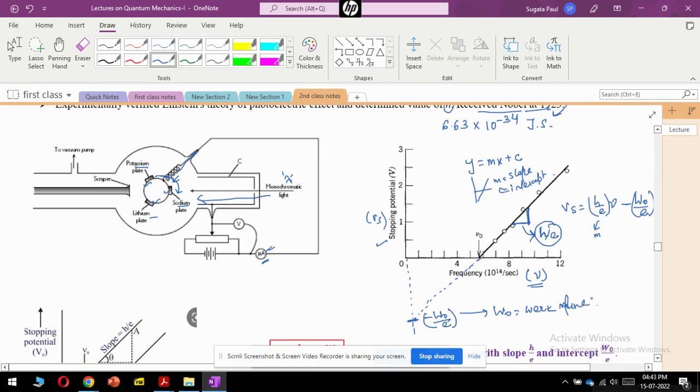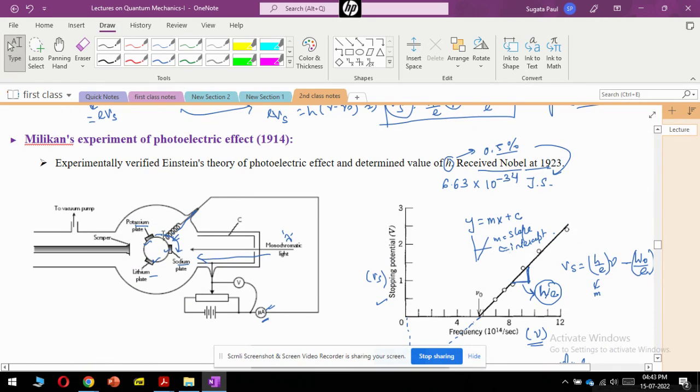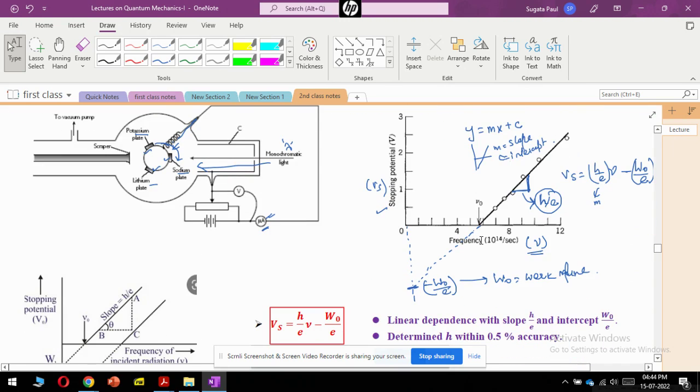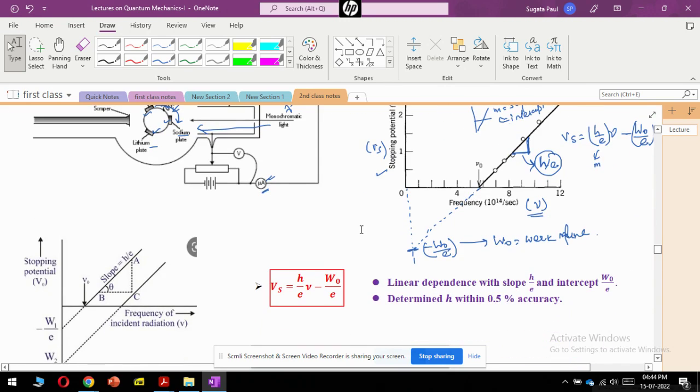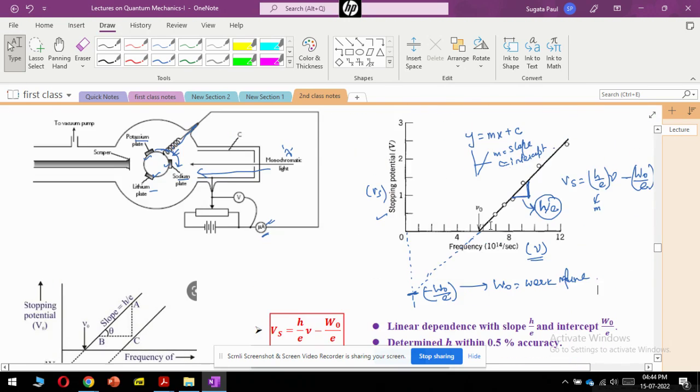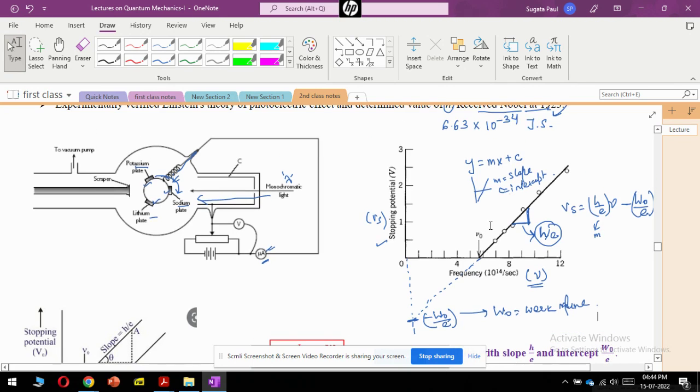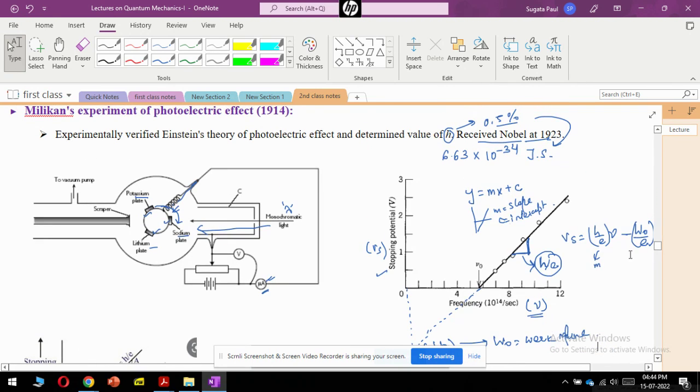Okay. And for more accuracy and confirmation, he did not use just a single metal. He chose to do the experiment for all three different metals, and he obtained the same result in all the cases. So that's where Millikan's experiment in 1914 proved the theory Einstein predicted long ago in 1905 to be exactly true, because you see this matches the equation.